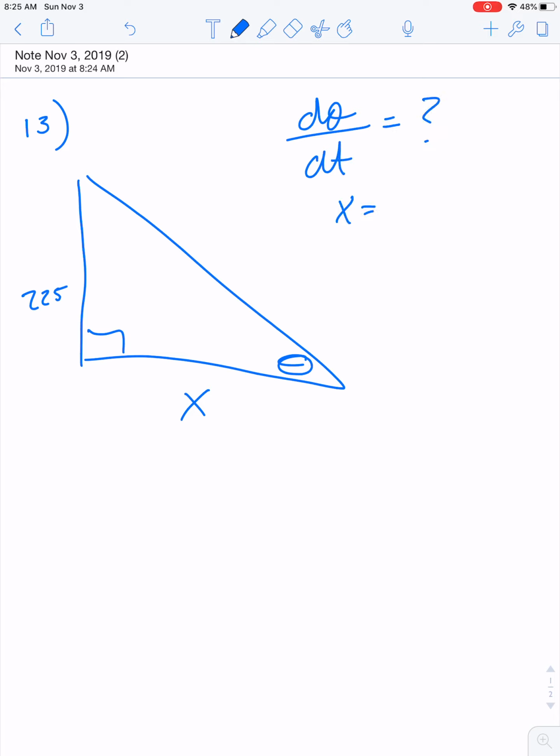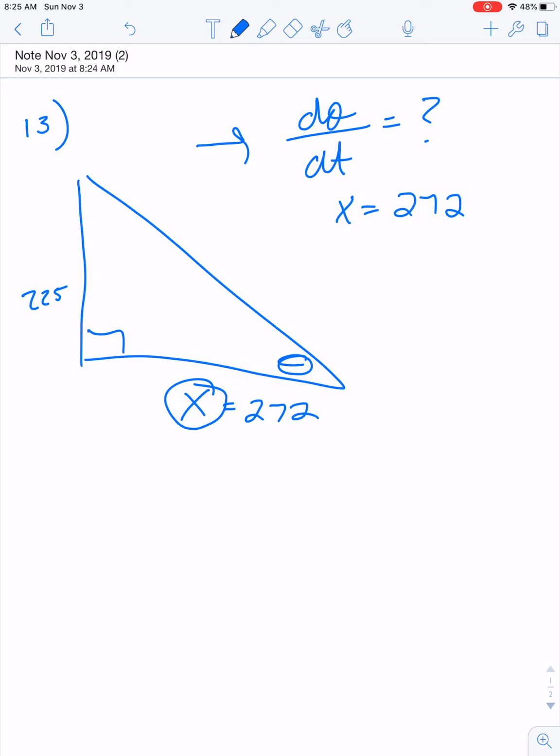when x equals 272. So the first thing you want to figure out is, well, what is theta when x is 272? Because we're going to need that after we derive. So solve for that value first, and then you're going to want to set up an equation that includes theta. So we're going to keep x as a variable.